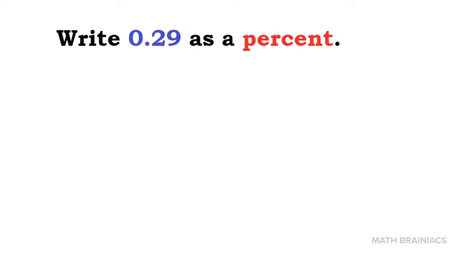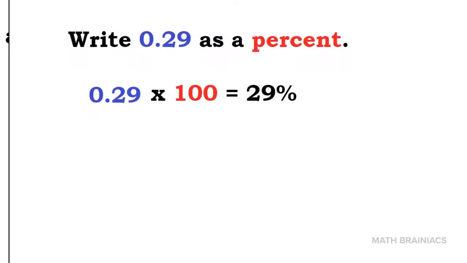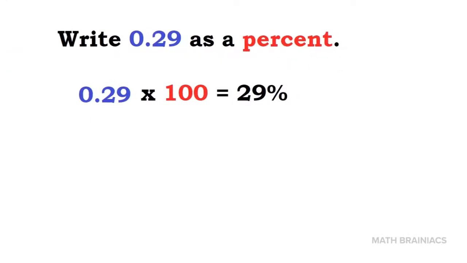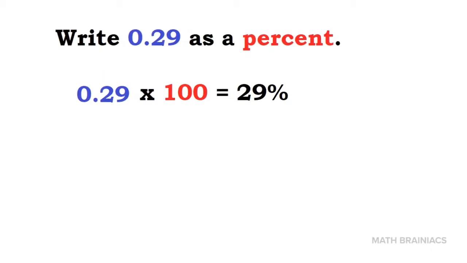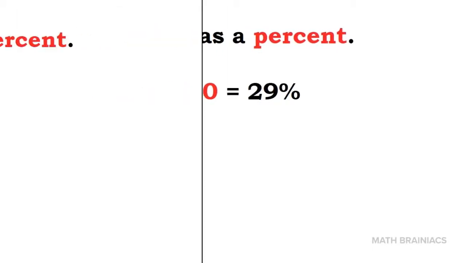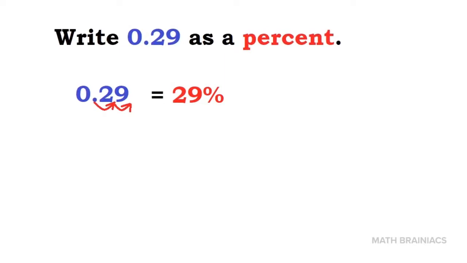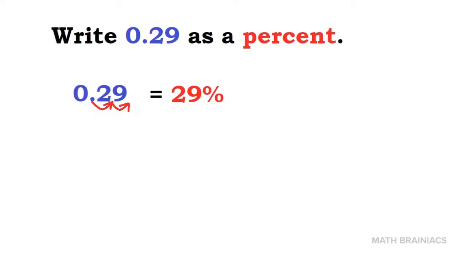Let us do it the other way around. Write 0.29 as a percent. Please take note of this. To write a decimal as a percent, you're going to multiply the number by 100 and add the percentage symbol. Accordingly, 0.29 is 29%. Subsequently, we can apply the simplified strategy. We're just going to move the decimal point 2 places to the right and then add the percentage symbol.